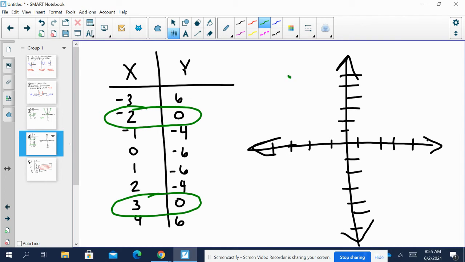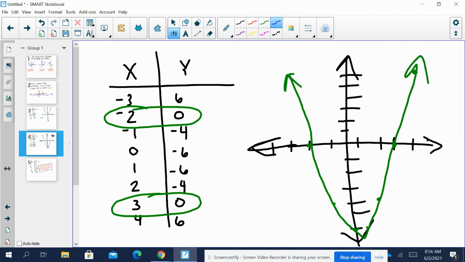So -3, 6, -2, 0, -1, -4, 0, -6, 1, -6, 2, -4, 3, 0, and 4, +6. So you'll see that it kind of looks like this.